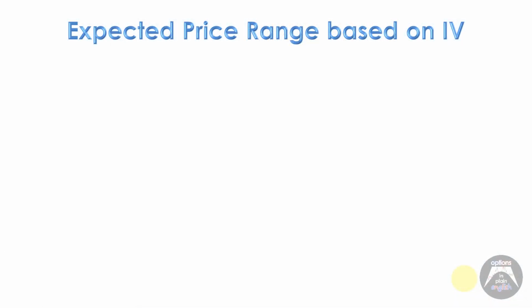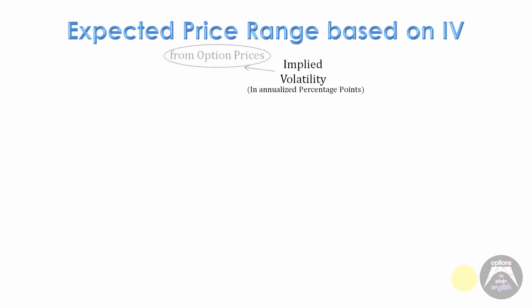Today we're going to talk about the expected price range based on implied volatility. We talked already about implied volatility. We know that it's expressed in annualized percentage points, so for example, 15%, 30%, etc. We know that it comes from option prices. So it's not something that we measured in the past, but it's rather something that is being traded right now, and information that can be obtained from actual option prices.